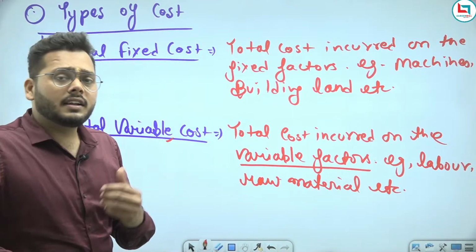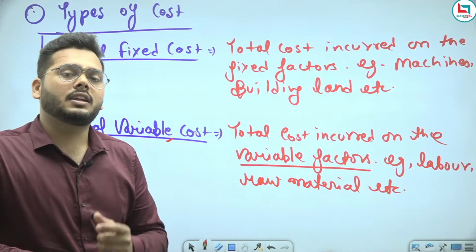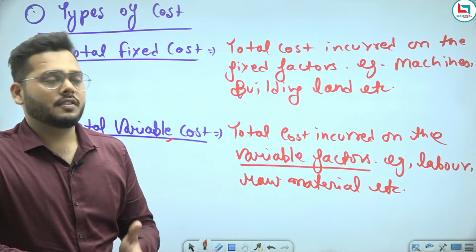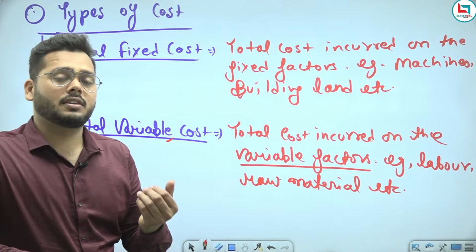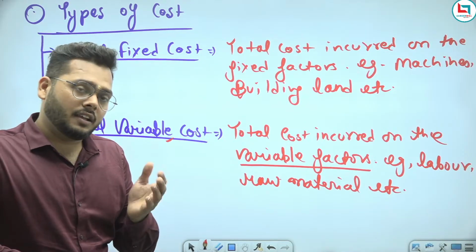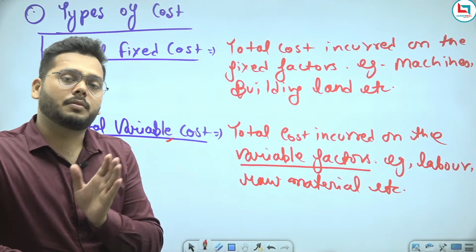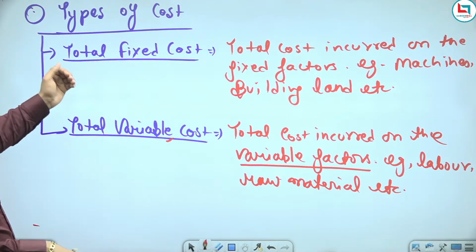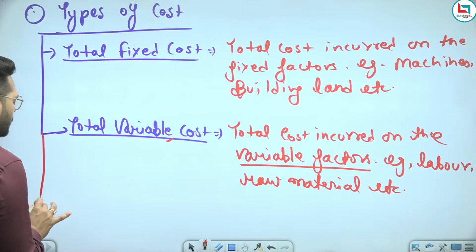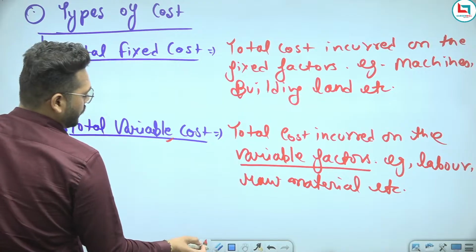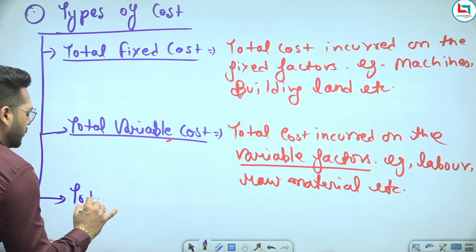So why is it happening? Because you are changing the level of output. So we can conclude one thing, that as the level of output changes, there must be a change in the variable factor. And if you are seeing a change in the variable factor, it means the variable cost changes also. So this is what is called total fixed cost and total variable cost. Now what do you mean by total cost? Have you got my point? What I just explained to you all. So next, this is what is called total cost.